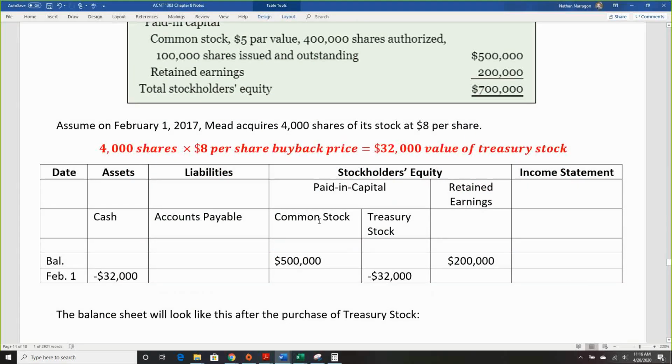So we're going to assume on February 1st, 2017, Mead has decided to acquire 4,000 shares of its stock at $8 per share. So just like we did on common stock, we take the shares and times it by the per share buyback price, which is $8. Since this is a buyback, this immediately tells us this is treasury stock. Okay?